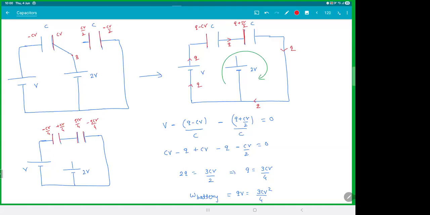Are you clear with the steps? So every time you keep flipping the switch, the charge will keep on messing up. So the heat produced will be U initial plus work done by battery minus U final, and then you're done. Any doubts on this? Okay with this?